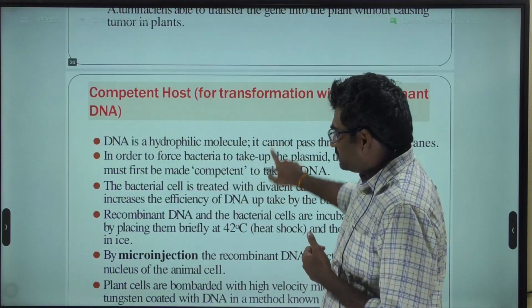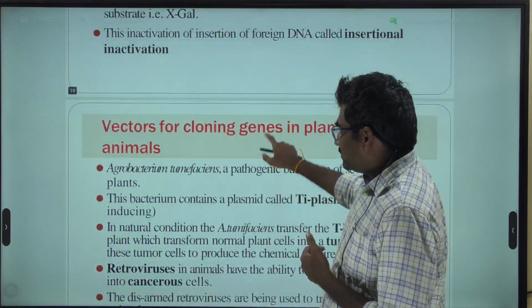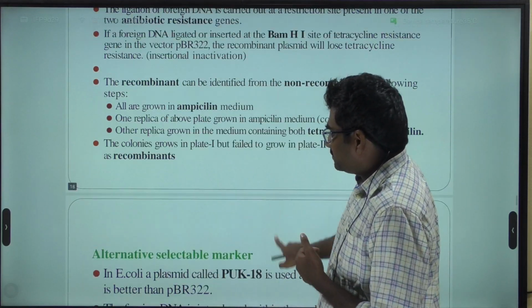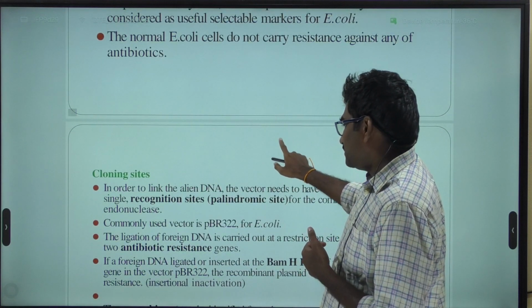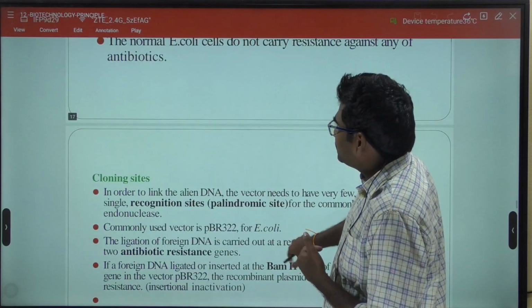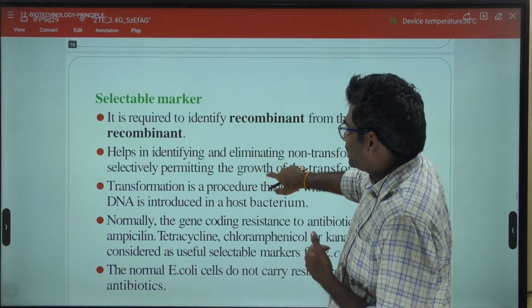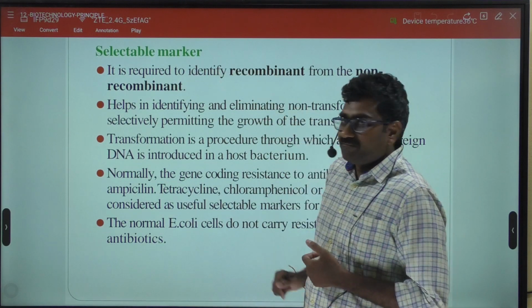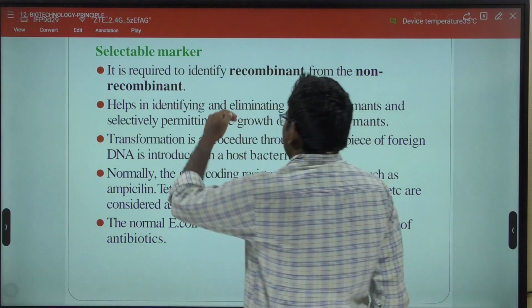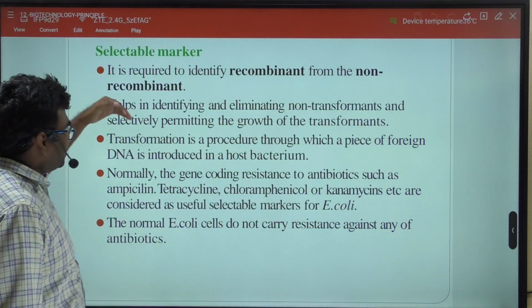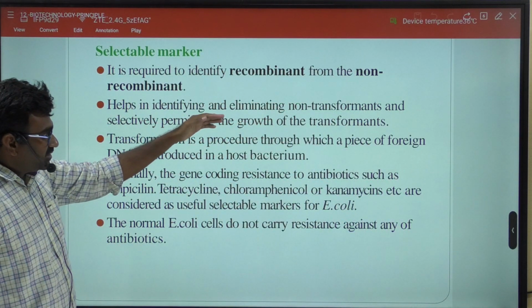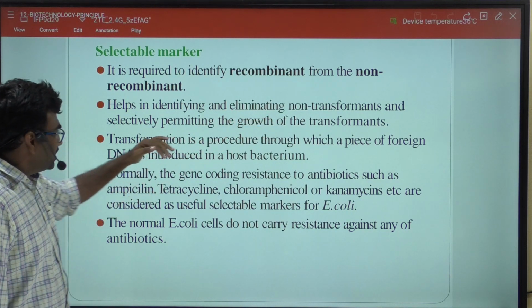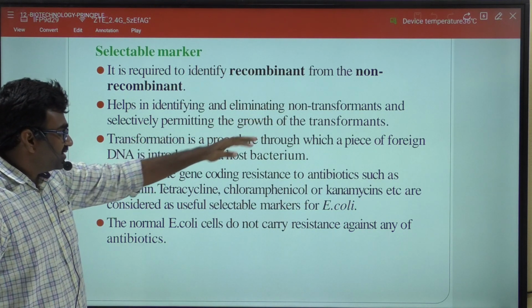Selectable marker, that is antibiotic resistance genes. So here, the selectable marker is required to identify recombinants from the non-recombinants. It helps in identifying and eliminating non-transformants and selectively permitting the growth of the transformants.